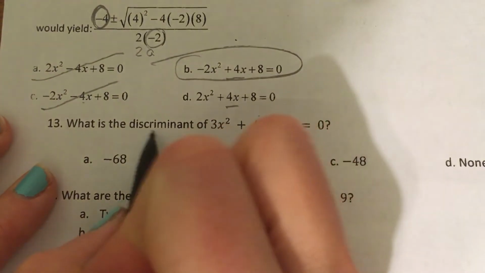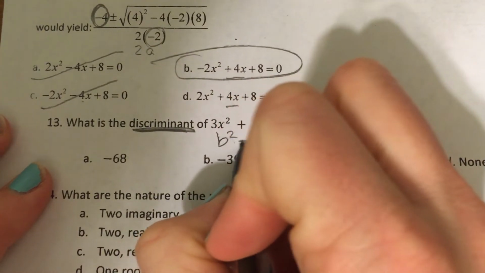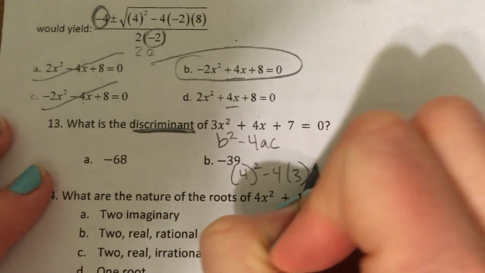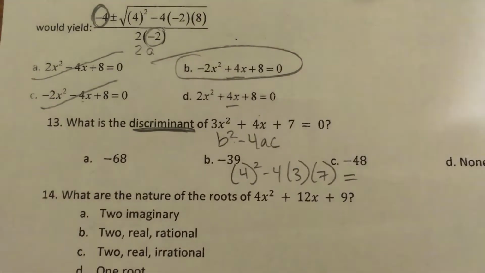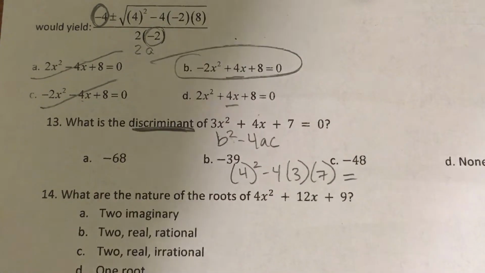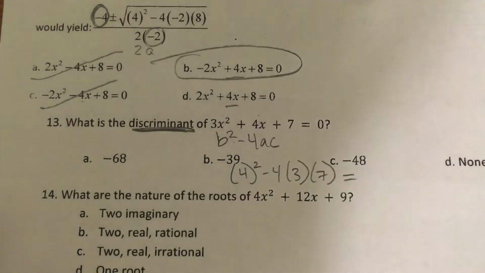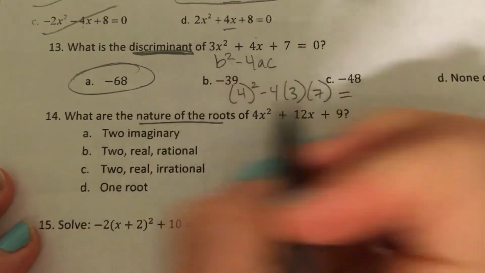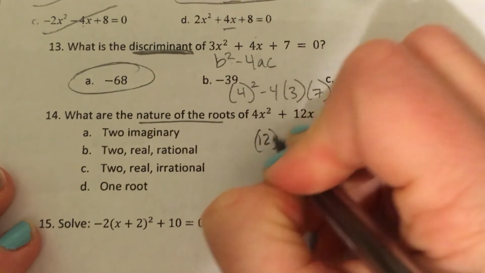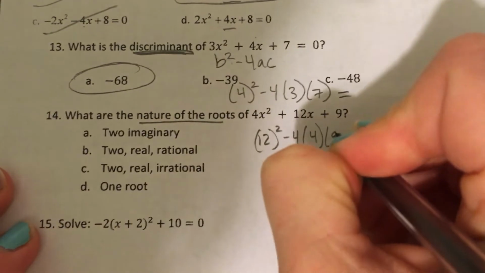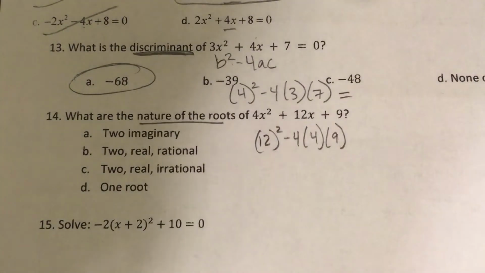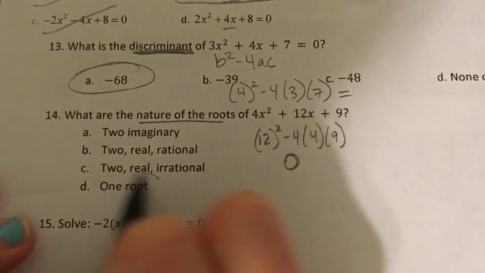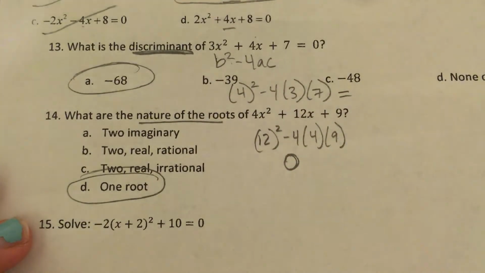Number 13 is only asking for the discriminant, which is b squared minus 4ac. So 4 squared minus 4 times 3 times 7 gives you negative 68, which is A. All right, nature of the roots, you only need to do the discriminant again. b squared minus 4ac. That gives you 0. Anytime you get 0, it's just going to be 1 root.